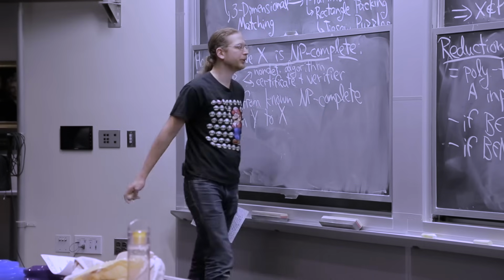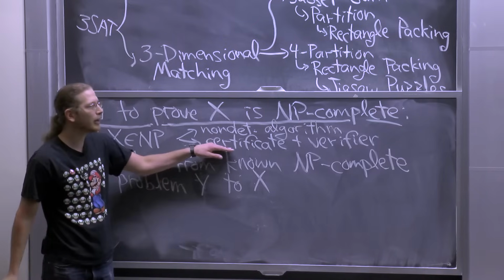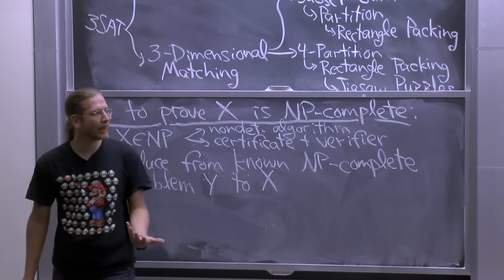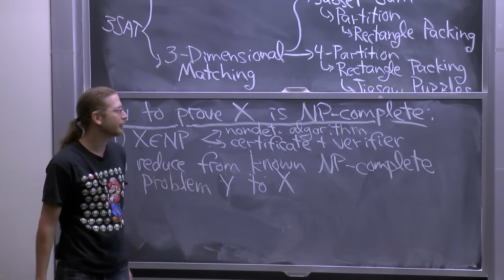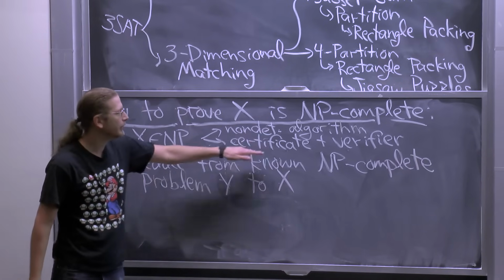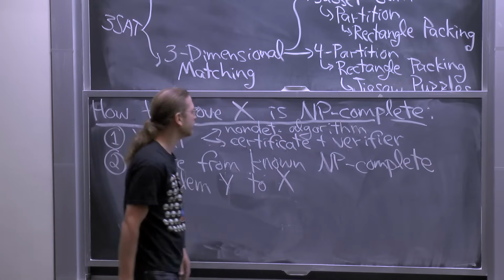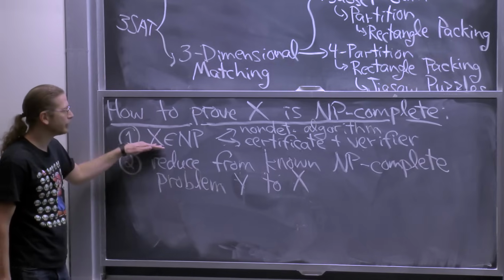There's no right or wrong certificate. A certificate you can define however you want, as long as the verifier can actually check it, and when it says yes, then the answer to the problem was yes. So it's really the same thing. I just want to say there's some certificate that a verifier could actually check. OK, so that's proving that your problem is in NP.